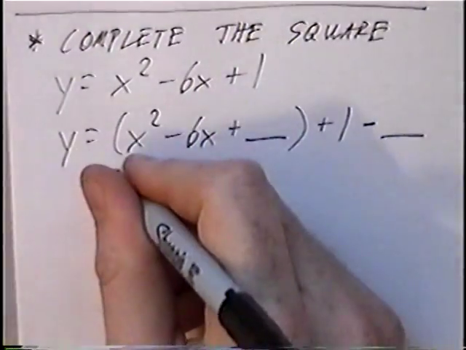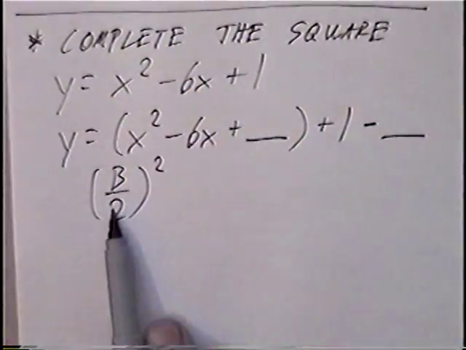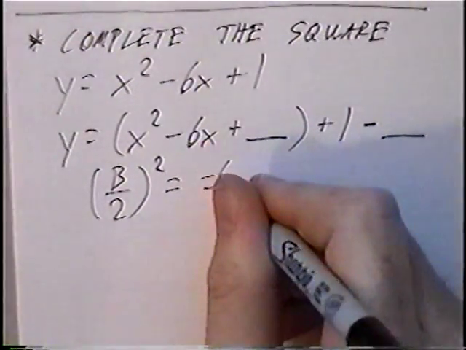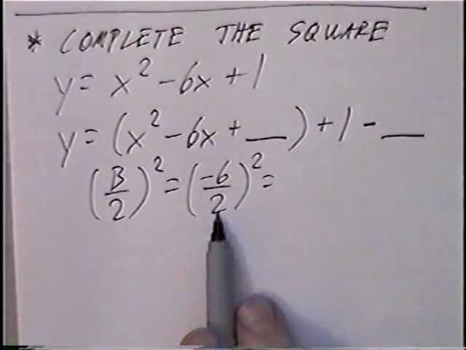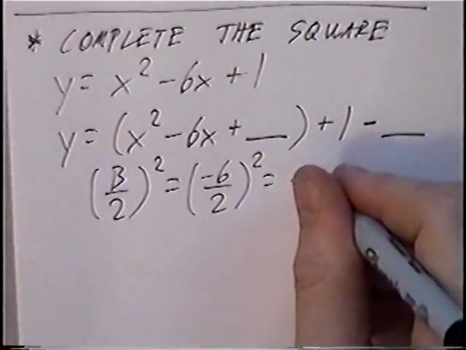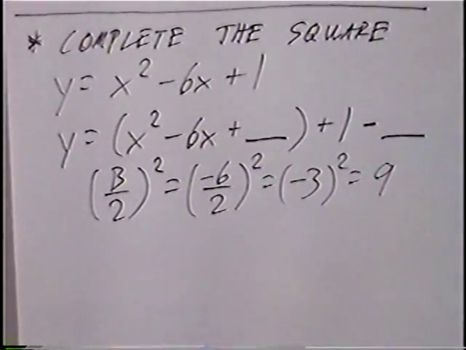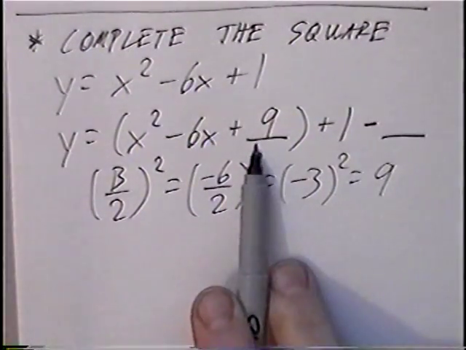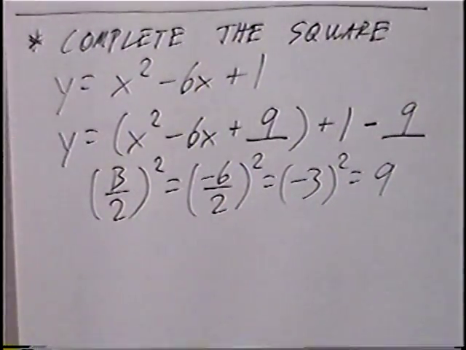The equation for completing the square, if you remember from previous sections, is (b over 2) squared. The b value for this equation is negative 6. So we'll have (negative 6 over 2) squared. Negative 6 divided by 2 would be negative 3. Squaring negative 3 will have the value of 9. So we'll add 9 inside the parentheses, and we'll also subtract 9 outside the parentheses.